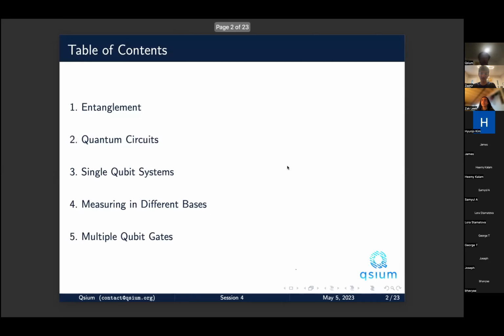So today we're also going to be talking about entanglement. If you look at the table of contents, we're going to go through entanglement, quantum circuits, single qubit systems, measuring in different bases, and multiple qubit gates.